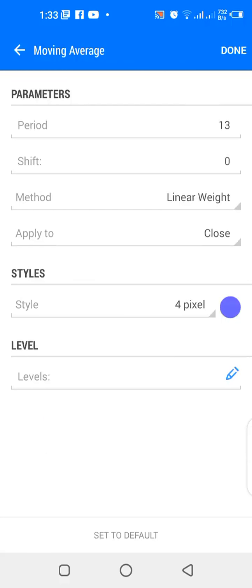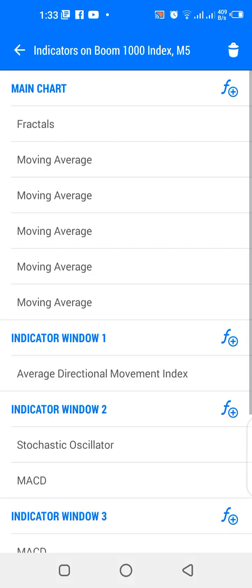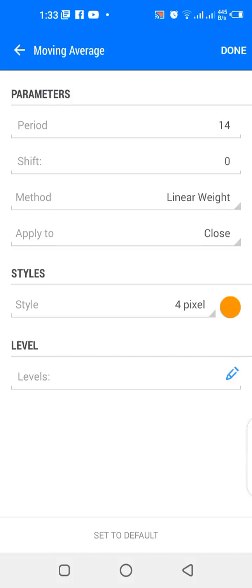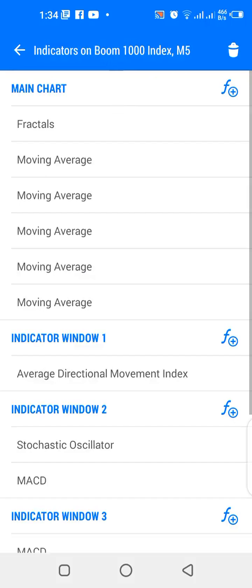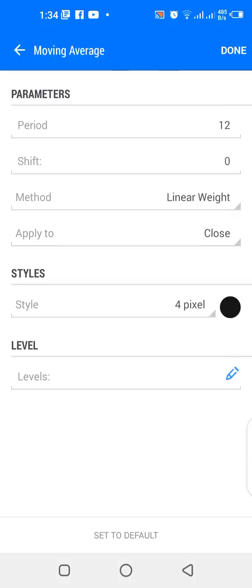The first one, I have a 13 period linear weighted moving average, applied to close. The color is purple. And I have a 14 period linear weighted moving average, applied to close. The color is orange. And the third one, I have a 12 period linear weighted moving average, applied to close. The color is black.